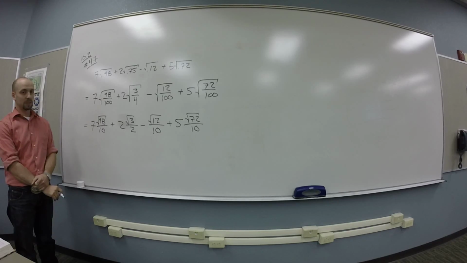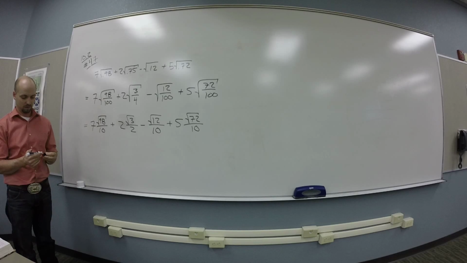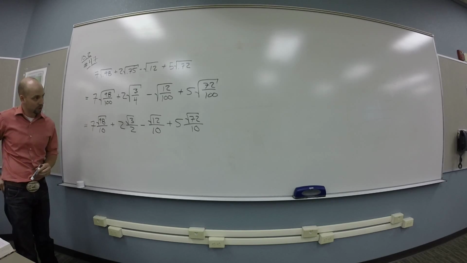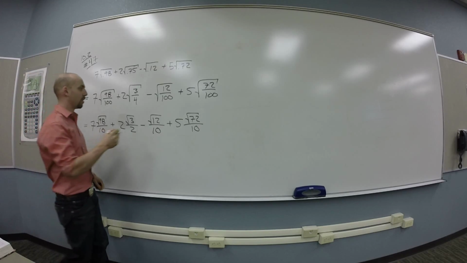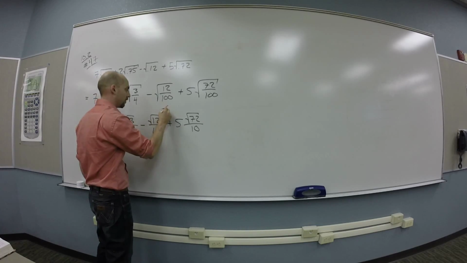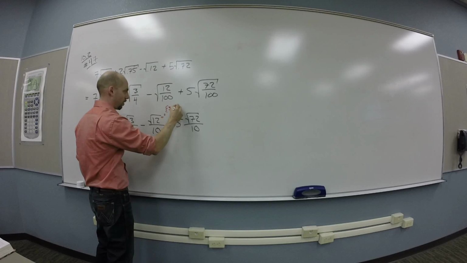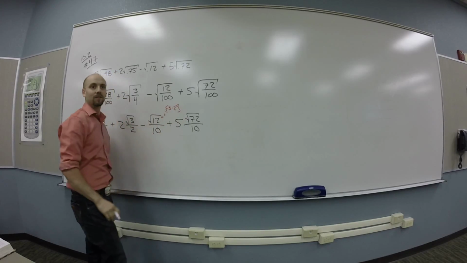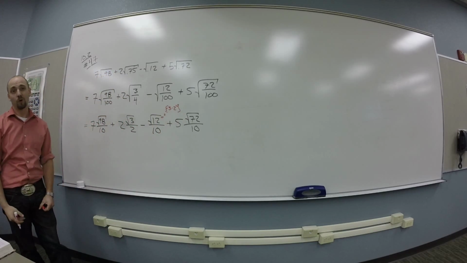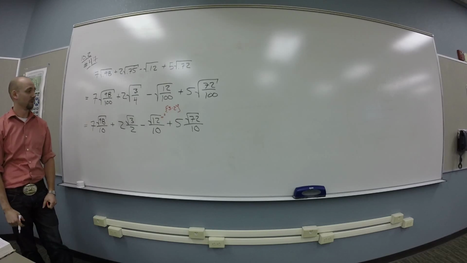Which one of these is easiest to attack? Well, 12. So I might look at 12 and think to myself, what's 12? 3 times 2 times 2. It's 3 times 2 squared, right? 3 times 4, and I know how to take the square root of 4.